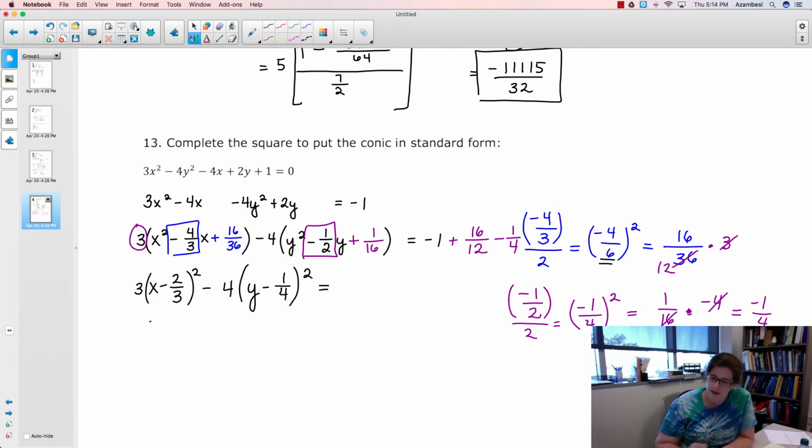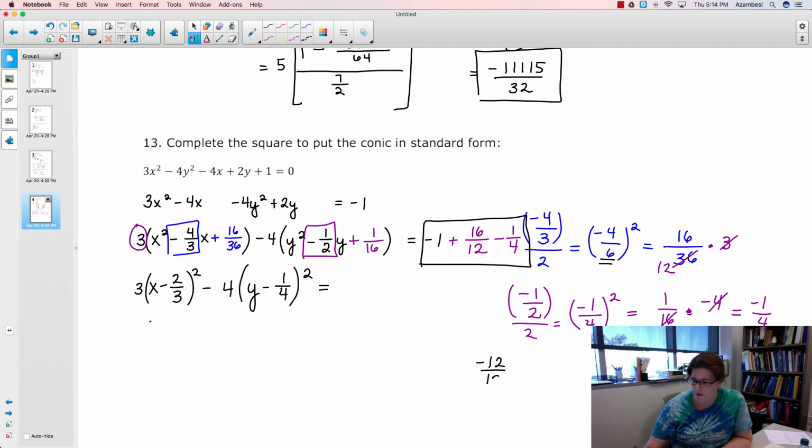squared is equal to, on the other side I need to reduce my fractions, or I need to work on a common denominator. So if I work on a common denominator, I'm just looking at this part. So negative, I'm going to turn it all into 12ths. Negative 12/12 plus 16/12 minus 3/12. Negative 15 positive 16 gives me 1/12.